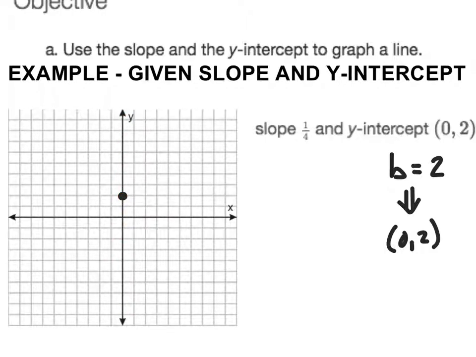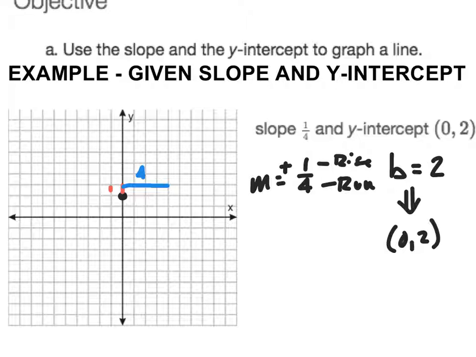Now my slope m is equal to 1/4. This is my rise and this is my run. We're positive 1/4, so we're going to be going in this direction. Starting at the point (0, 2), I'm going to go up 1, rise 1, and run 4. That was a 1, and this is a 4. And I'm going to plot another point at that point, and then I can repeat that process.